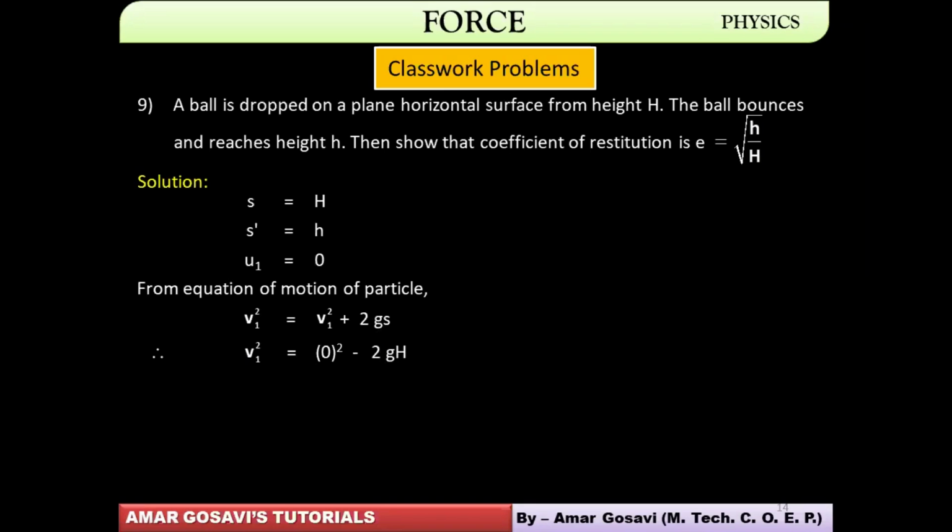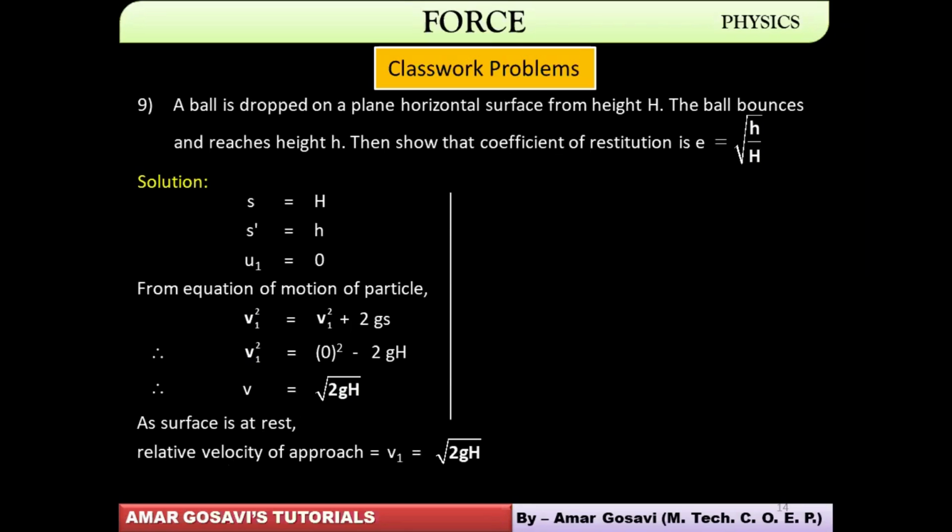Using this, you can get the velocity before collision. This is the velocity before collision, that is root 2gH. And the velocity of the floor is 0, because it is at rest. So the relative velocity of approach will be V minus 0, so this is root 2gH minus 0. So relative velocity of approach will be V1 equal to root 2gH, where H is capital H.